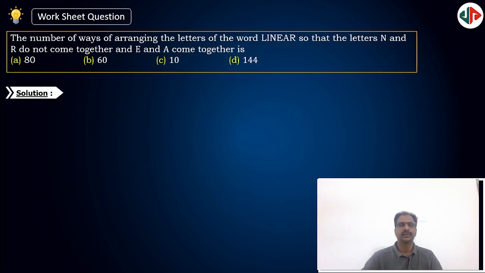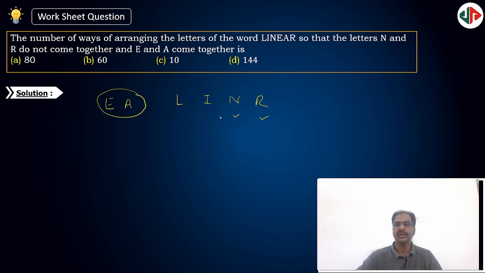Next. The number of ways of arranging the letters of the word LINEAR so that the letters N and R do not come together and E and A come together. E and A come together means consider those two letters as one unit. And what are the letters left out? L, I, N, R. Since E and A should come together, consider them as one unit. Remaining 4 letters as 4 units.